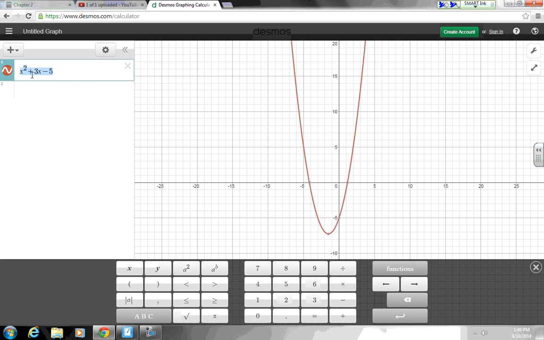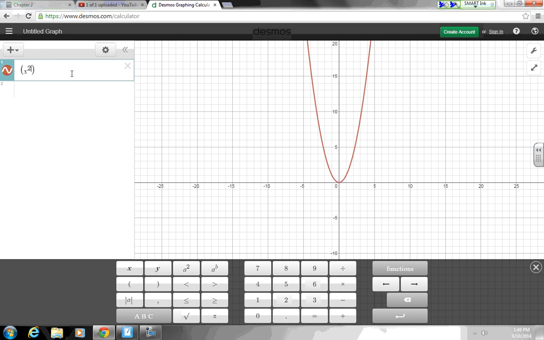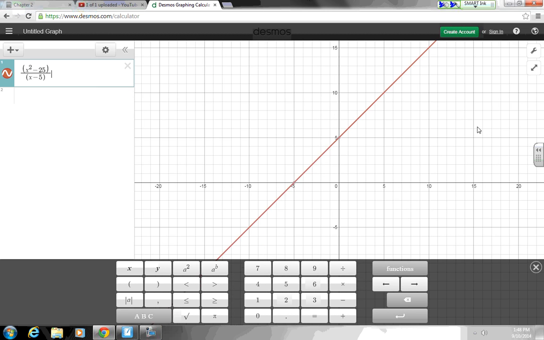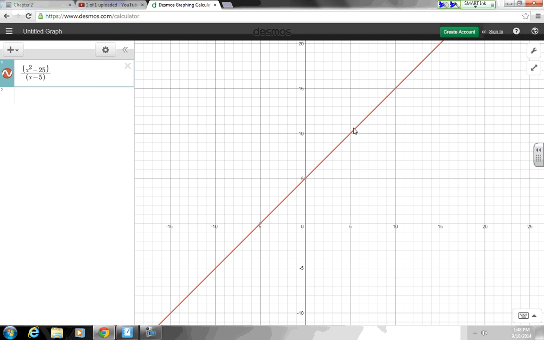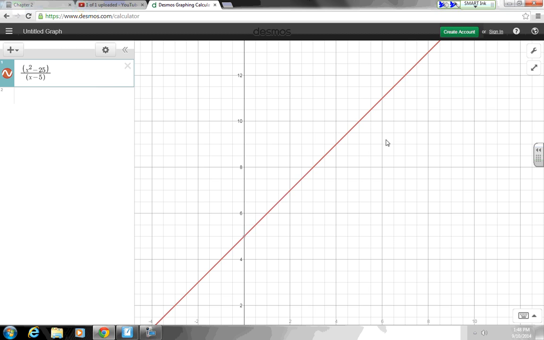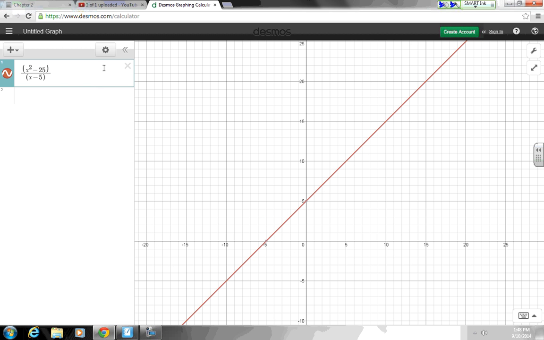What if we do a fraction? What if we try x squared minus 25 over x minus 5. Now you see it's not as smart as we are. It should have put a hole in there, but it didn't. Oh well. But it gives us a good idea of what the graphs look like. So we'll be using things like that.